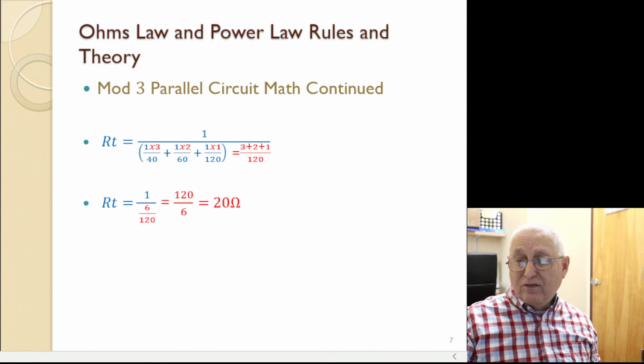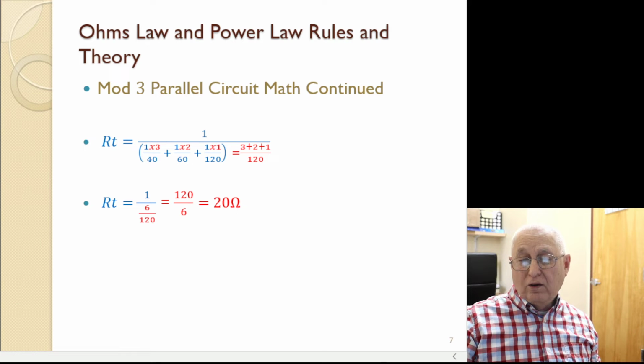Now I'm going to carry this over. 1 times 3 is 3. I have a plus sign, so I'm going to put a plus. 1 times 2 is 2. I have a plus sign, so I'm going to put a plus. And then I have 1 times 1 is 1. 3 plus 2 plus 1 equals 6 over 120.